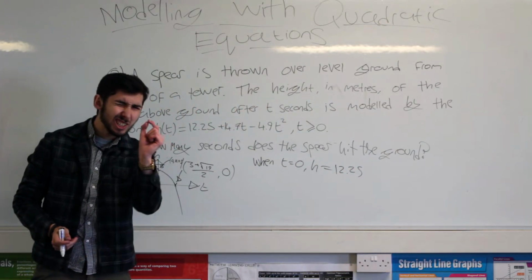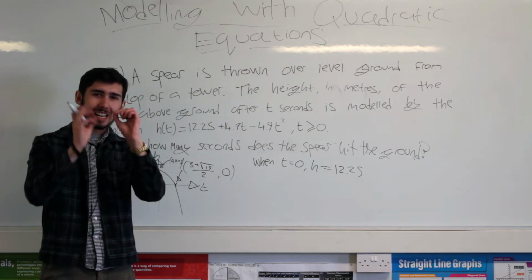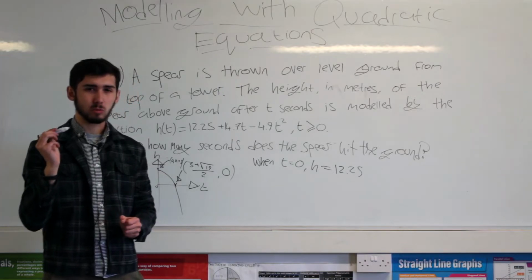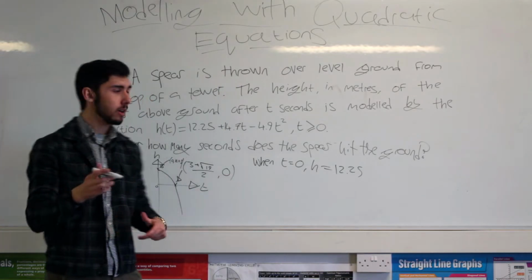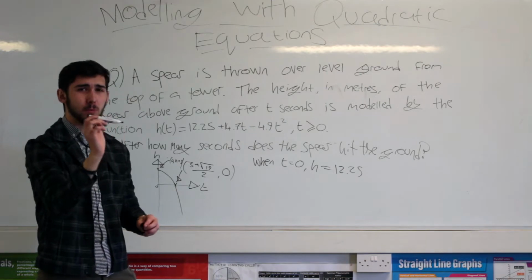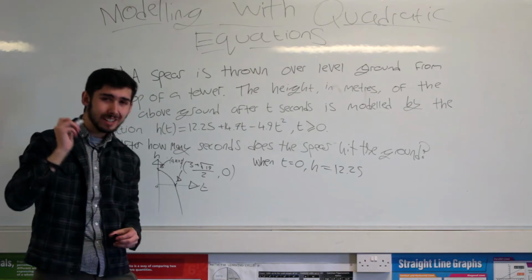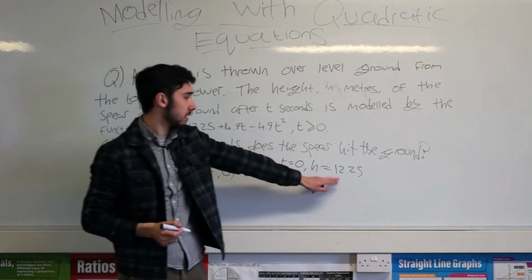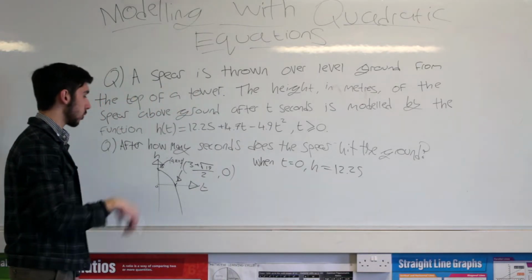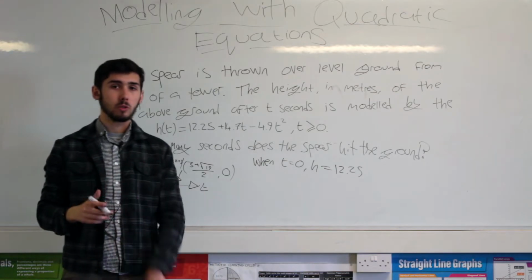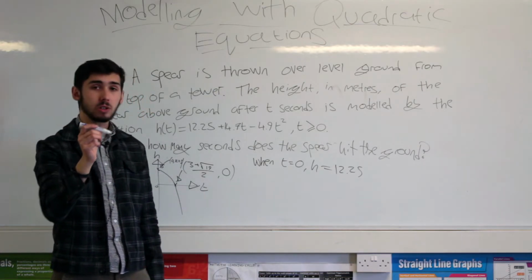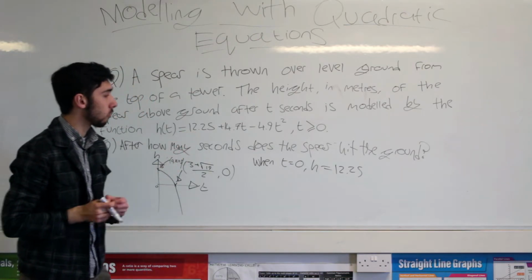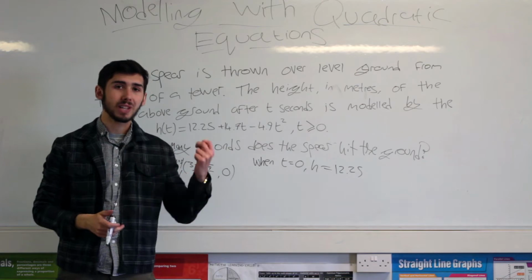which means that at the initial time, the spear has not even left the guy's hand, or girl's hand, whatever. The moment before it's even left the hand, the initial height that the spear was thrown from must be this. Before it's even been thrown, the C value must be the initial height. So the answer is 12.25 represents the height that the spear was actually thrown from.